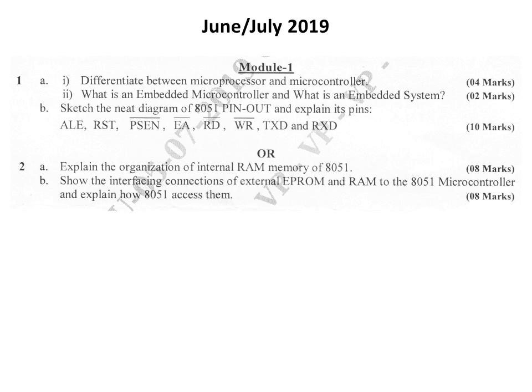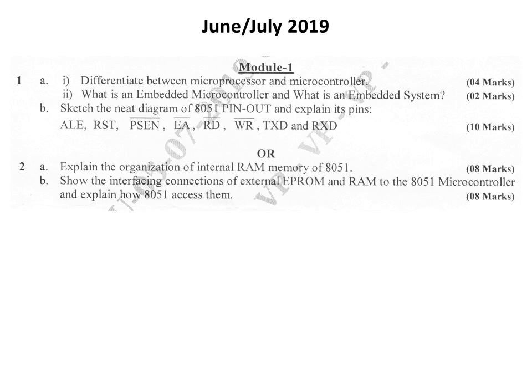And the next question is explain the organization of internal RAM memory of 8051. Again, the repeated question. The internal memory organization, the RAM organization diagram, should be drawn, and it should be explained with the different parts. That is general purpose area, bit addressable area, and register banks. Asked for 8 marks.